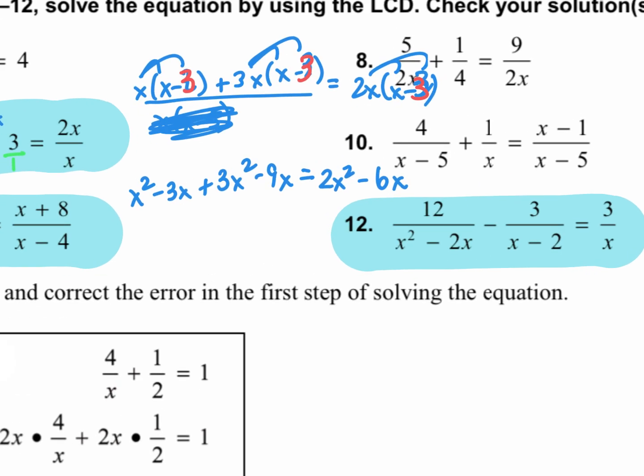All right, can we combine here? What's x squared plus 3x squared? 4x squared. What's a negative 3x and a negative 9x? Negative 12x equals 2x squared minus 6x. We're good so far?